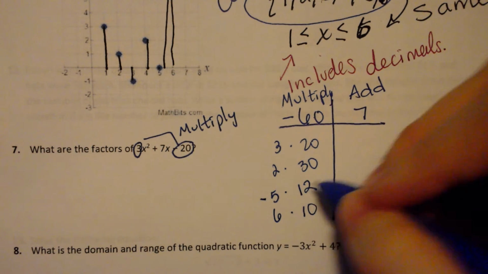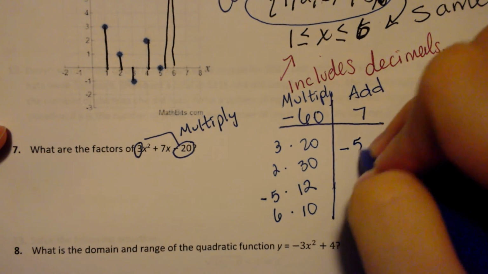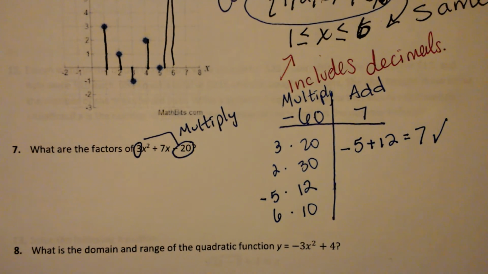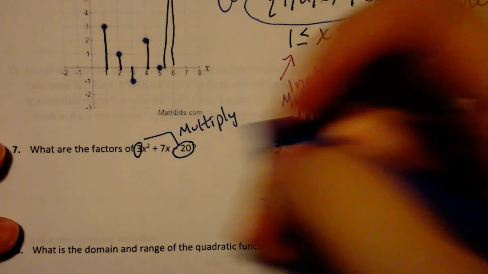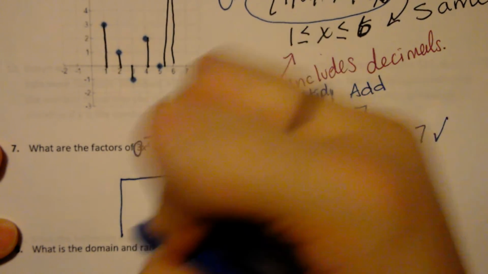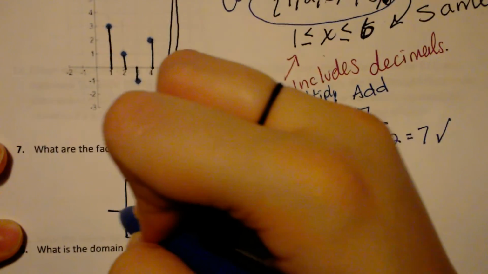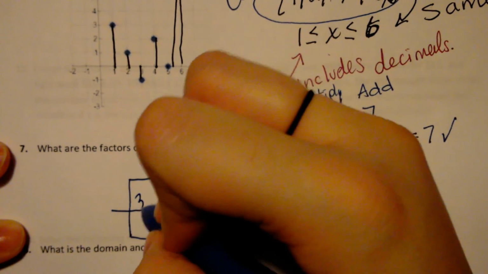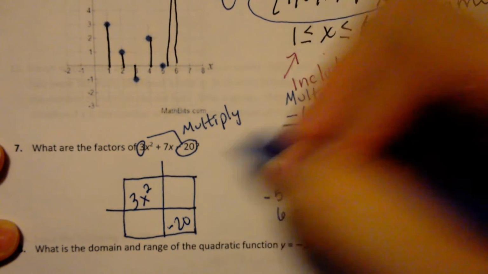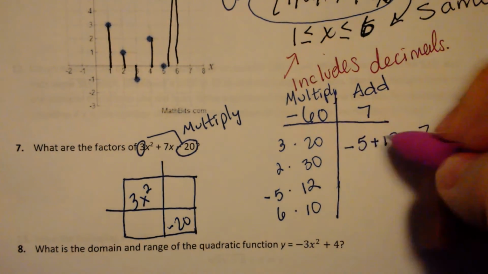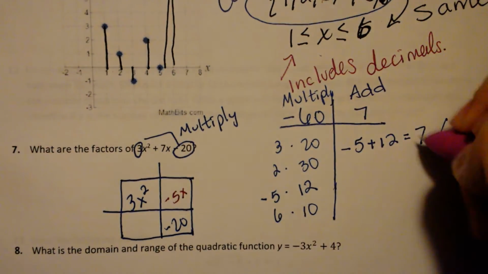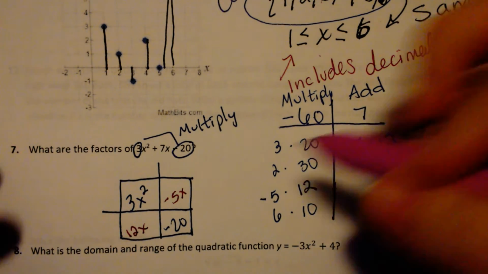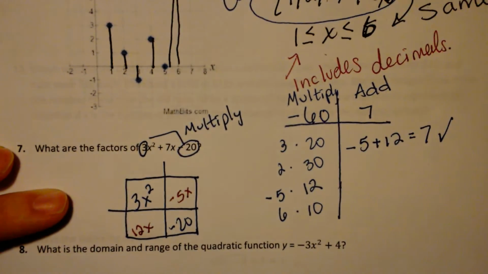it's going to have to be negative 5 and 12. Negative 5 plus 12 gives me 7. So from here, I know my two numbers, so I'm going to go to the box. My first term goes in the first box. My last term goes in the last box. And then my two factors go on the diagonal.